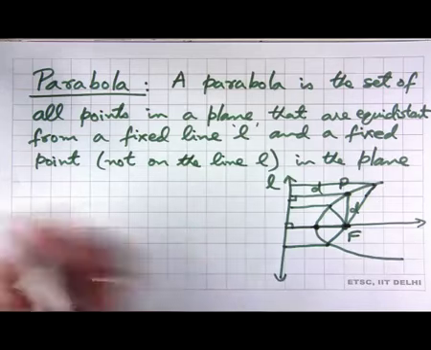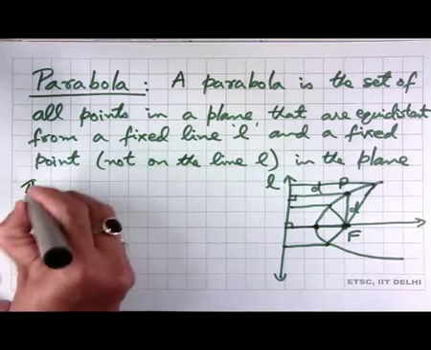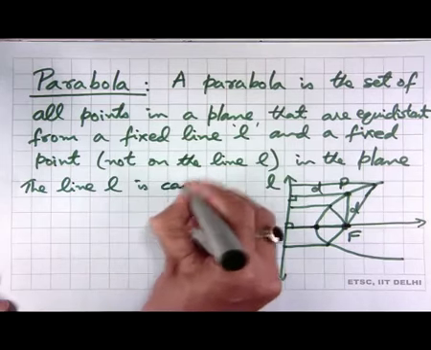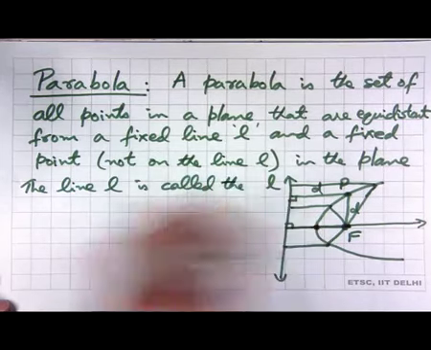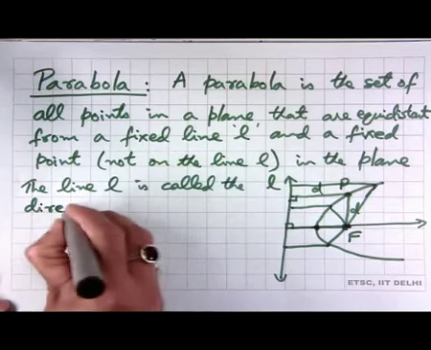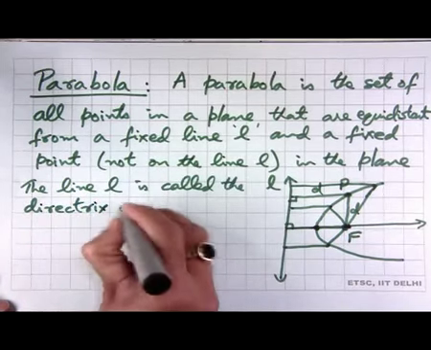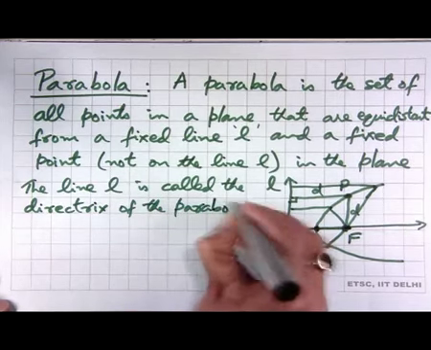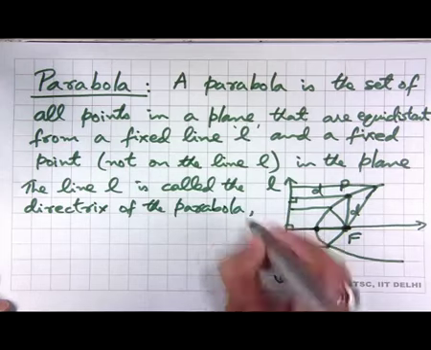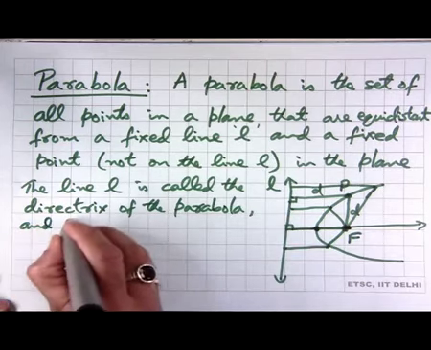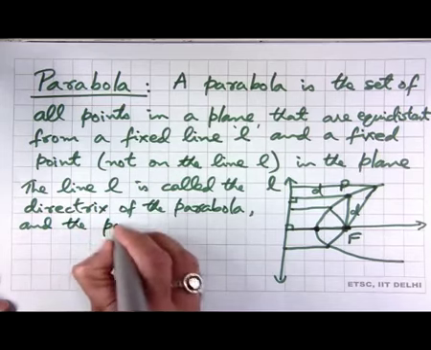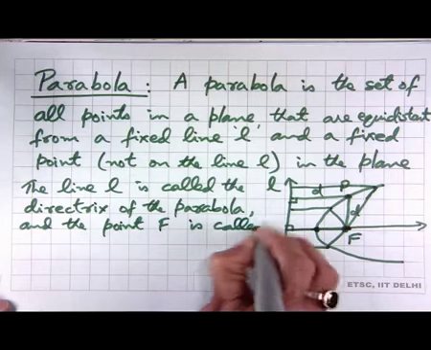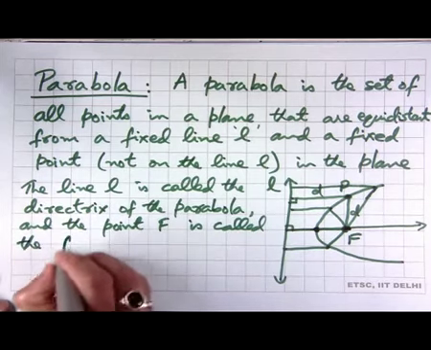So, the line L is called the directrix of the parabola, and the point F is called the focus of the parabola.